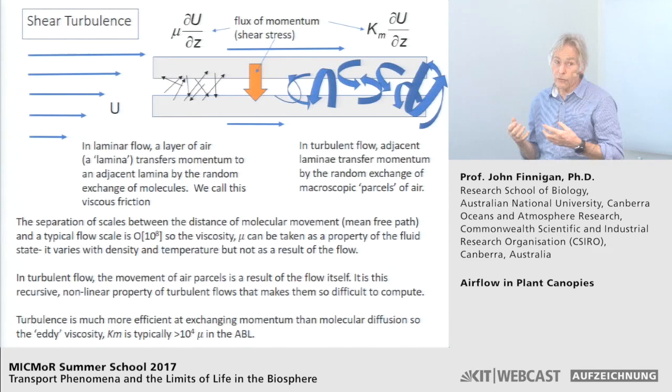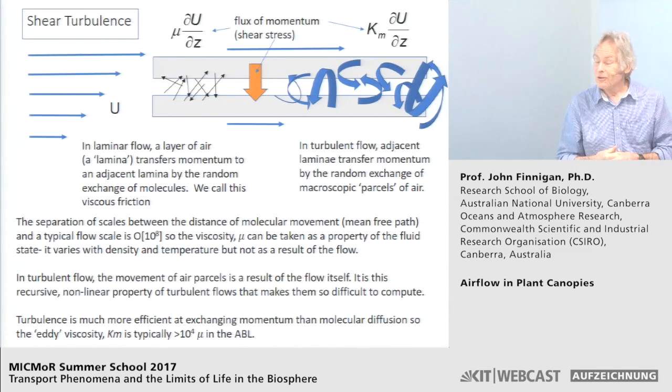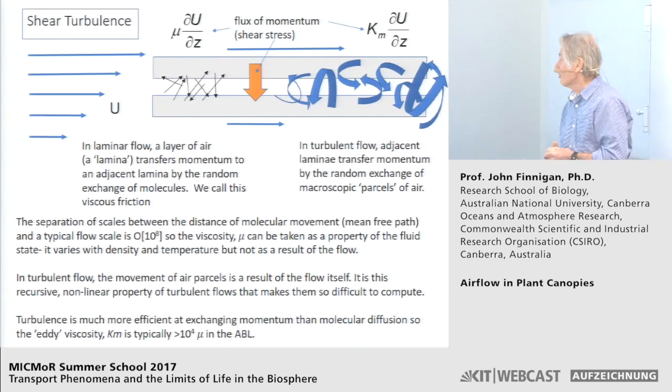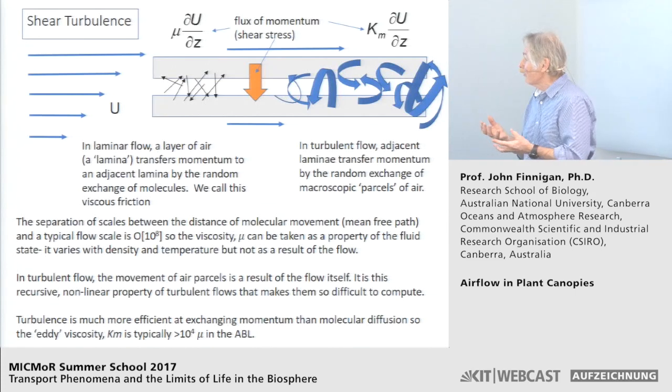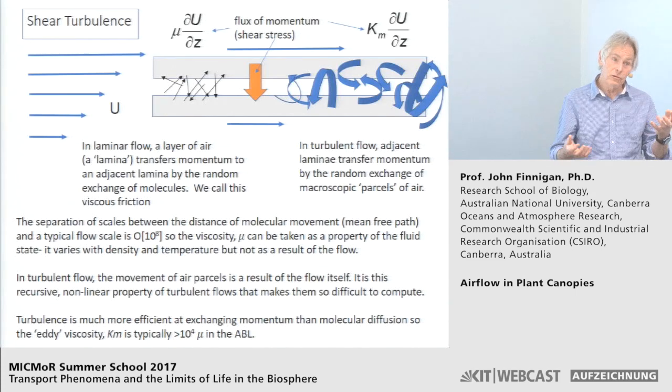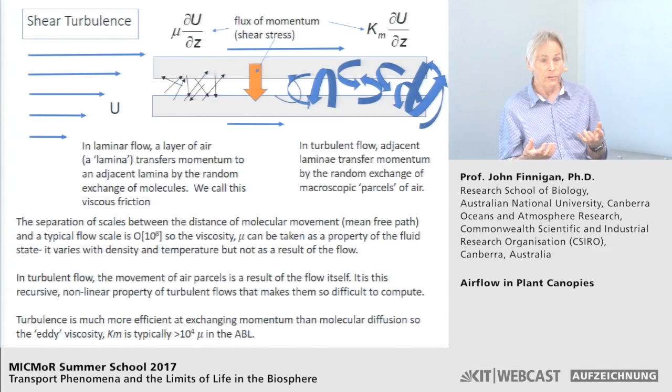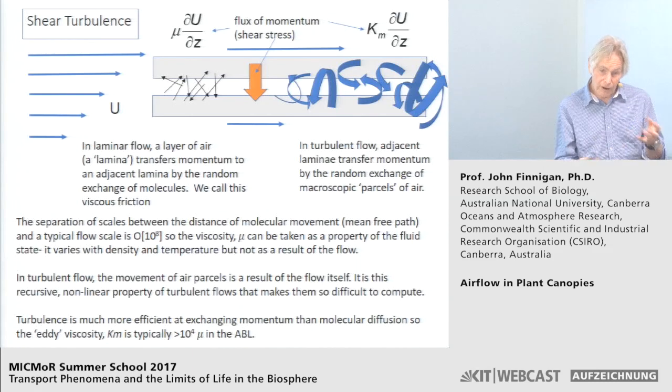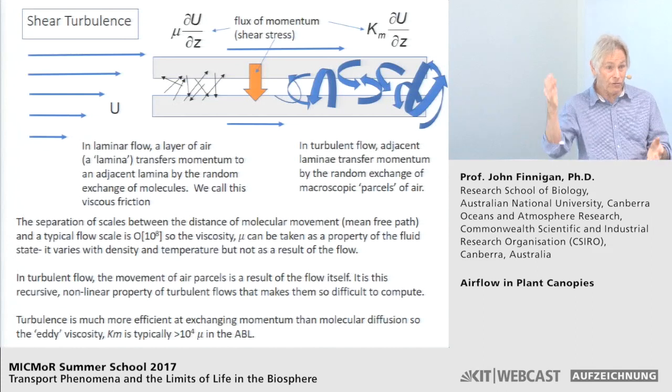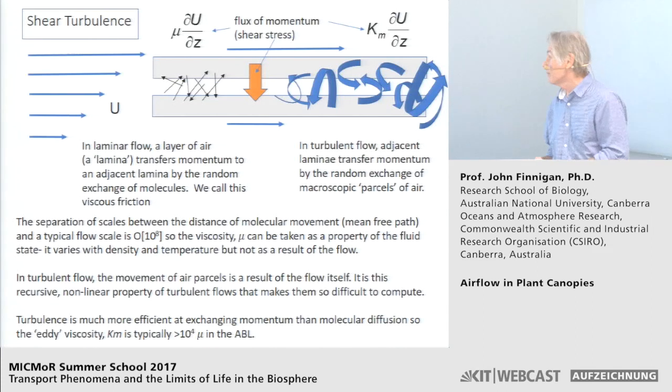But in turbulent flow, the movement of these parcels or lumps or whatever I'm going to call them, I'll probably think of other nouns through this talk, is a consequence of the flow itself. And it's this actual nonlinear recursive property of turbulent flow that makes it so difficult to actually calculate, because the rate at which these parcels of air are exchanged depends on the flow itself. It's the rate of exchange of the parcels which determines the shape of the flow.